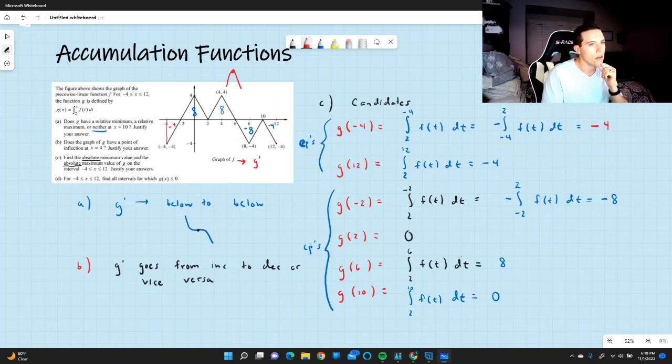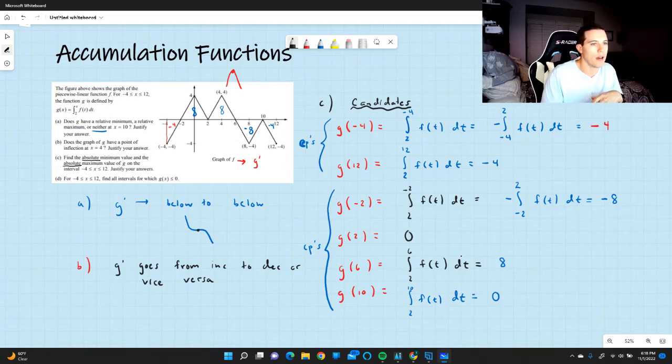And lo and behold, we have all of our values. At this stage, we can identify the absolute max and the absolute min. And remember, this is called the candidates test because the absolute max and the absolute min have to be one of these values. So it's not like you're missing out on anything. These are the values it has to be.